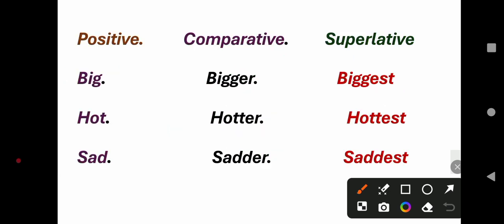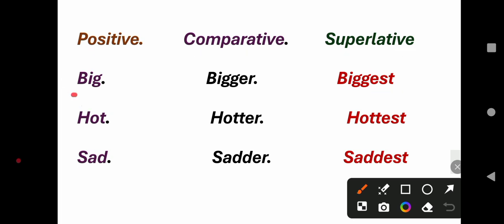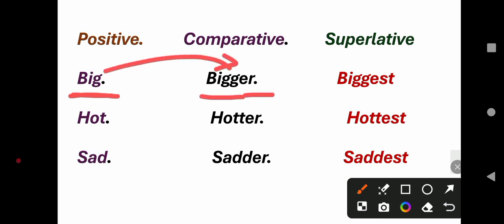When the positive is a word of one syllable with a single consonant preceded by a short vowel, this consonant is doubled by adding ER in the comparative and EST in the superlative. So you can see that big has a short vowel, so the consonant is doubled by adding ER in the comparative to form bigger, and in the superlative it is doubled by adding EST to form biggest.